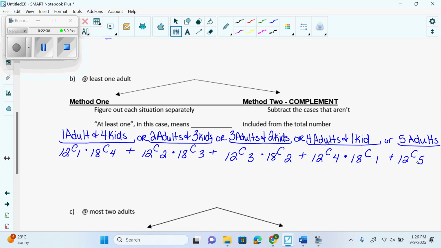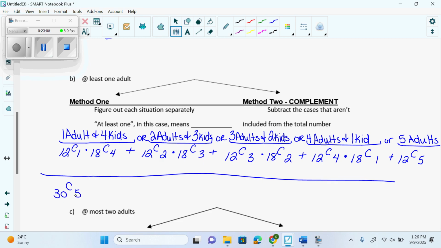If it's a lot, you could in turn do the complement. So remember when I wanted the vowels not together? You guys did total minus the vowels together, and it gave you all the cases where the vowels were not together. You can do the same thing here. How many people total are there? There's 12 adults, 18 kids. How many total? 30, correct? So the total number of ways I could do this would be 30C5, correct? 30C5 would be if there was no adult or kid restrictions, yes? That would be the total.